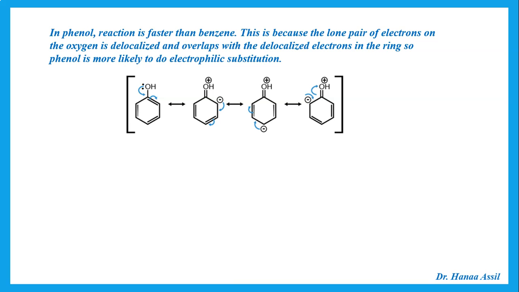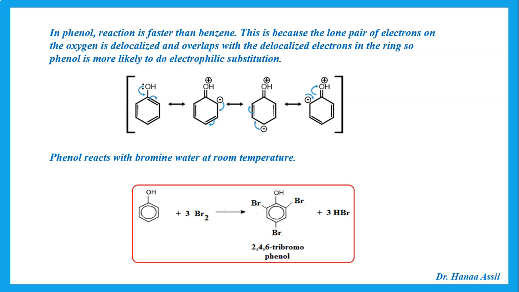What about phenol? In phenol, we said the reaction is faster than benzene. This is because the lone pair of electrons on the oxygen is, again, delocalized, overlaps with the delocalized electrons in the ring. So we say phenol has more electron density, so it is more likely to do electrophilic substitution, in which it uses the electrons to attack an electrophile or a positive species. So as a result, phenol, when we react it with bromine, reacts at room temperature, and the product is 2,4,6-tribromophenol.